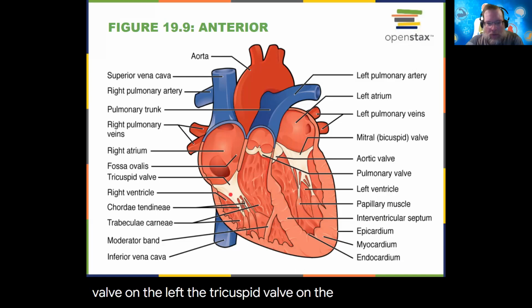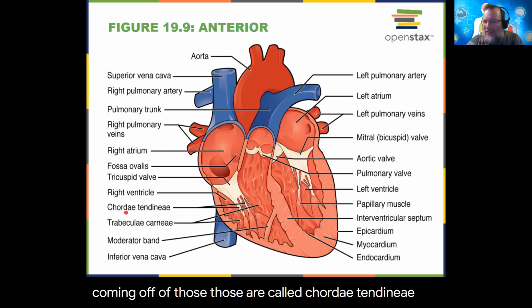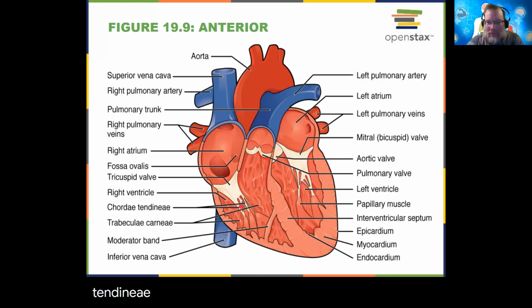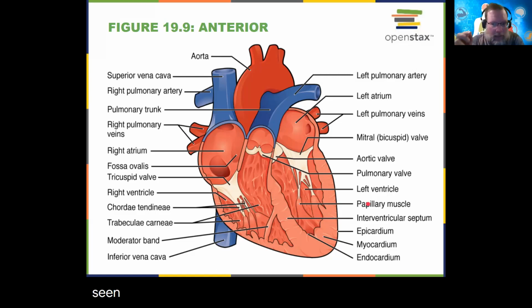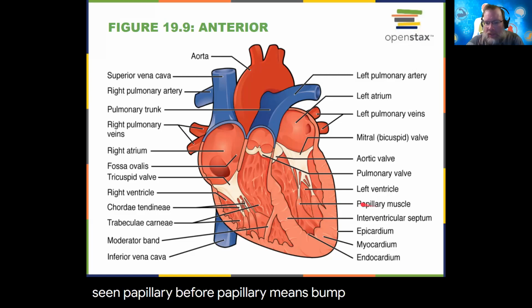valve on the right. We also notice there are little cords, little kind of puppet strings coming off of those. Those are called chordae tendineae. Those are little puppet strings, or little cords, that are attached to the valves. And these chordae tendineae are attached to little bumps. So you can see a little bump here, a little bump here, there's another one down here, more of them in here. These bumps are called papillary. We've seen papillary before. Papillary means bump. Papillary muscle.